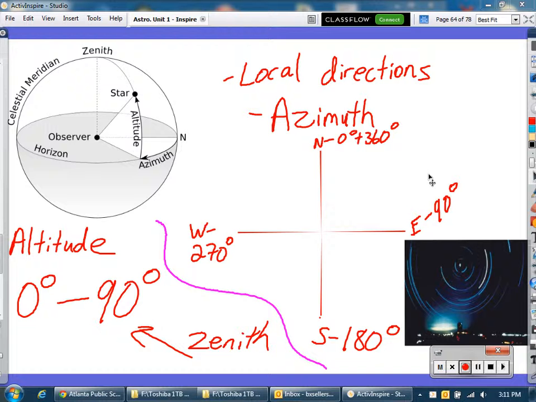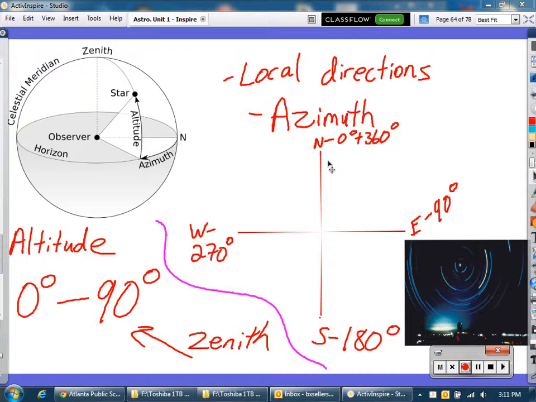Local directions are typically found using azimuth and altitude. When I say local directions, astronomers who go out in the field and just plop a telescope down are going to use azimuth and altitude. It's just a lot simpler because their telescopes will have these measurements on it. In fact, most stars and catalogs will have azimuth and altitude numbers for a given certain date.